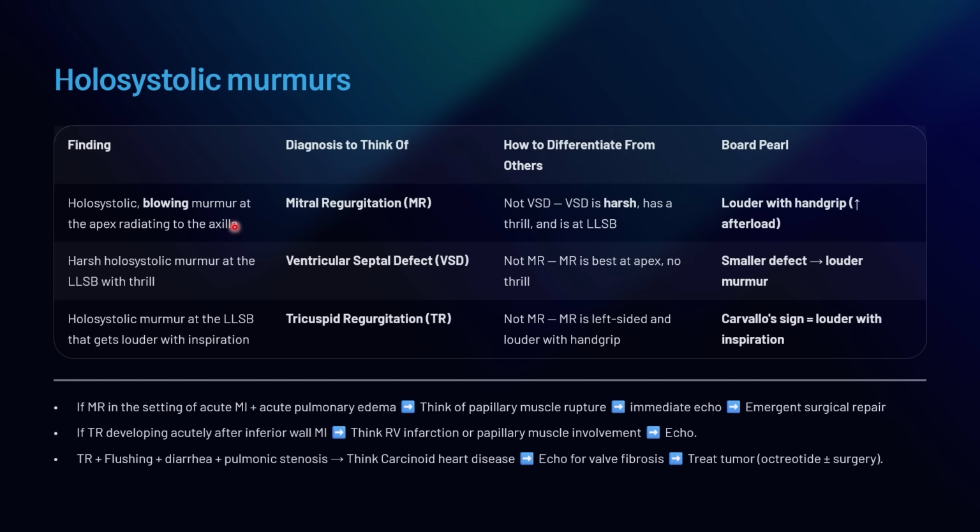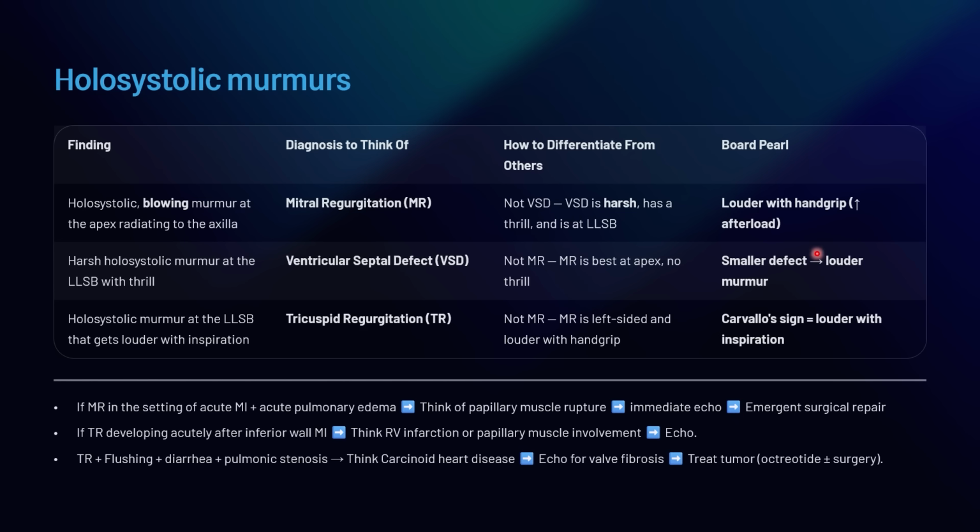Holosystolic murmurs. When we say holosystolic murmurs, we talk about mitral regurgitation, VSD, tricuspid regurgitation. With VSD, if you see the word harsh, that's VSD until proven otherwise, and if you see a thrill, that confirms it. Blowing, best heard at the apex, that's mitral regurgitation. And tricuspid regurgitation, most of the time, they will mention louder with inspiration.